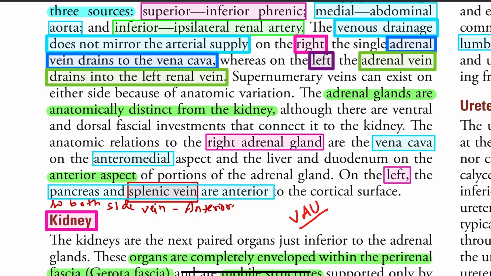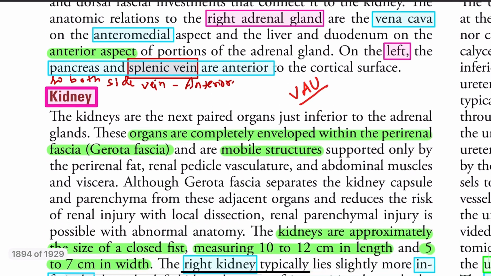anteromedial aspect of the liver and duodenum, and the anterior aspect of the portion of the adrenal gland. On the left, the pancreas and splenic vein are anterior to the cortical surface. So on both sides the veins are anterior. And the arrangement is vein, artery and ureter.